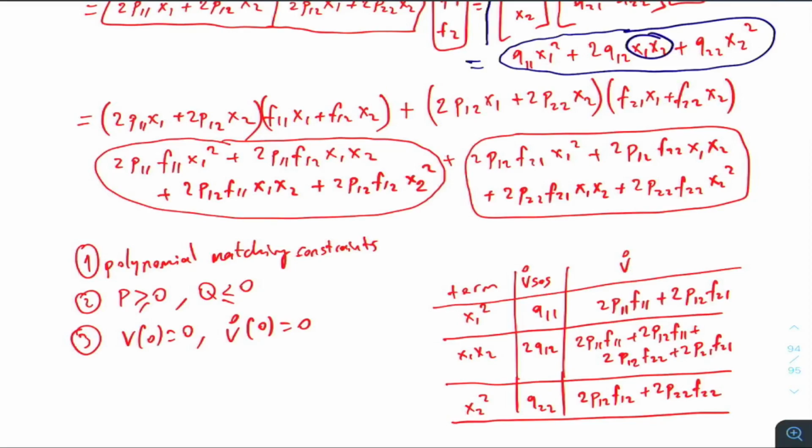x1, x2 and coefficients, and these are the coefficients in the V polynomial, right? And here, this term and this term. There will be 4 terms, right? Okay, we just wrote all of them here.